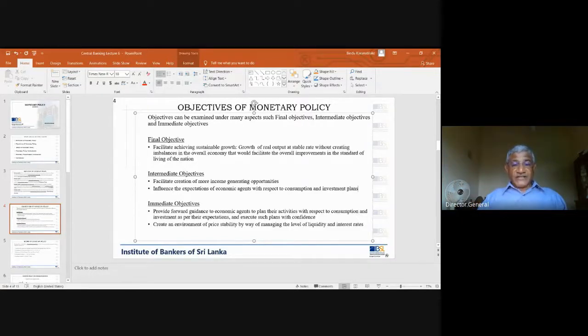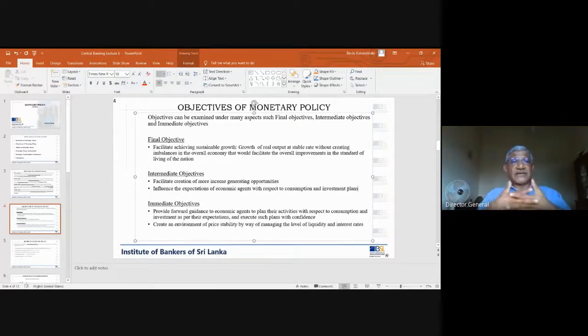Provide forward guidance to economic agents to plan their activities with respect to consumption and investment as per the expectation, and execute plans. Okay, here the central bank provides forward guidance. I am repeating the same, but here what is happening? The central bank provides forward guidance. Okay, what is forward guidance? Now you may remember last time also I took the same example.